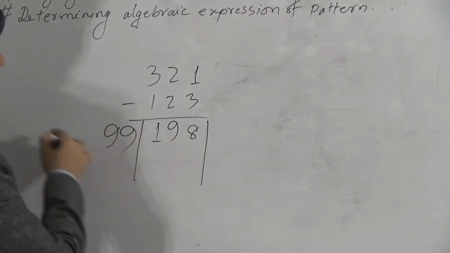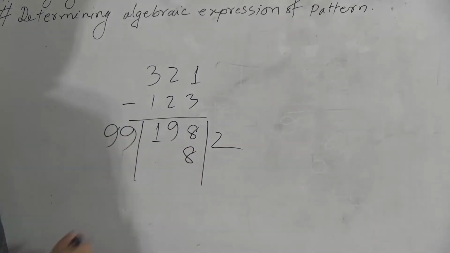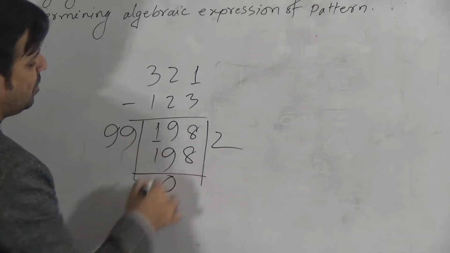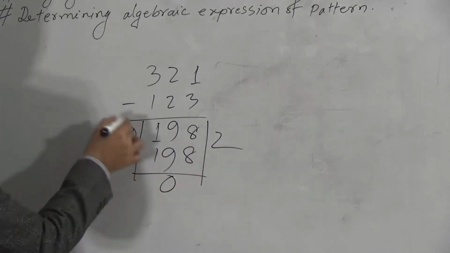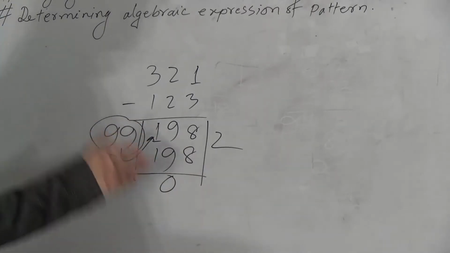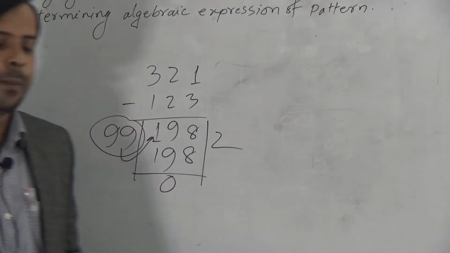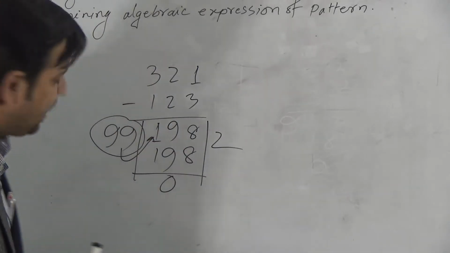Now check by 99. 2 times, 9 twos are 18 and 1, 19. So this is divisible by 99. The difference is divisible by 99. Okay, dear students, I hope you have understood this topic, playing with numbers.